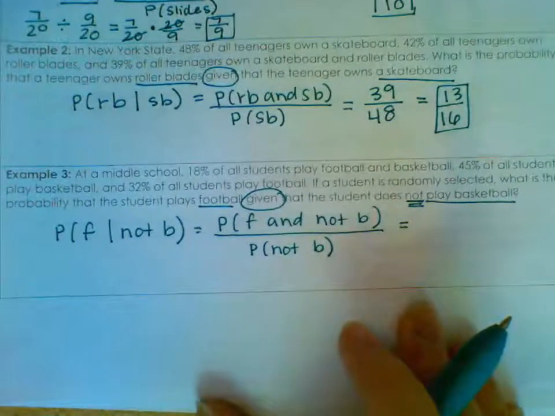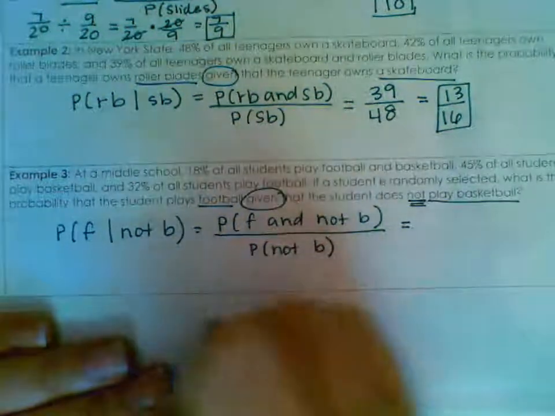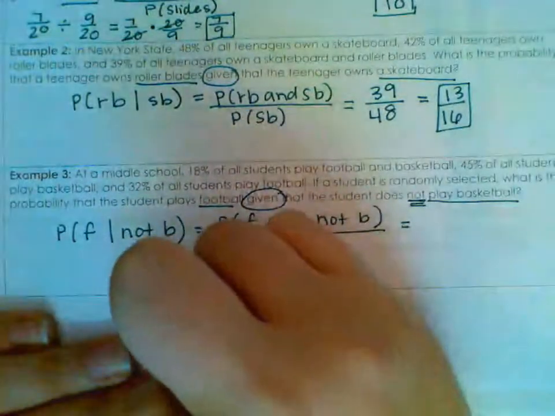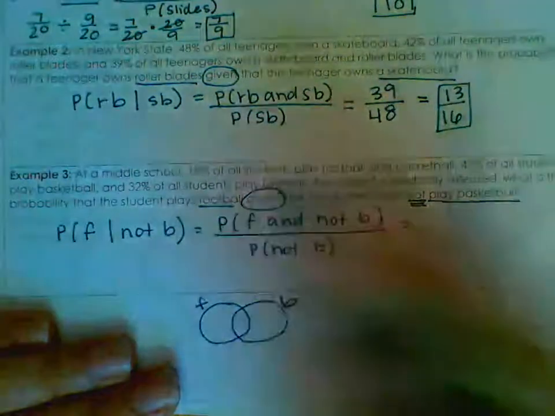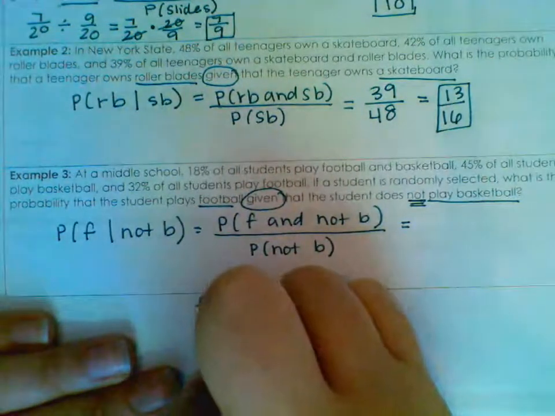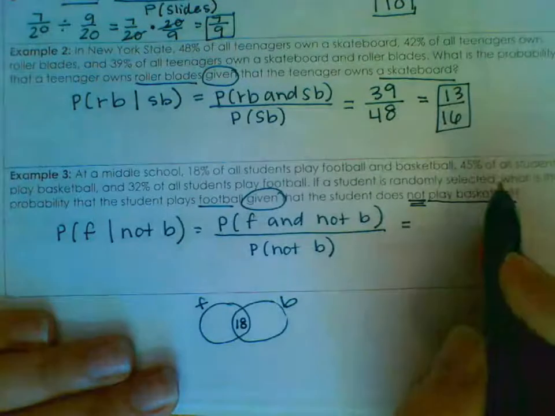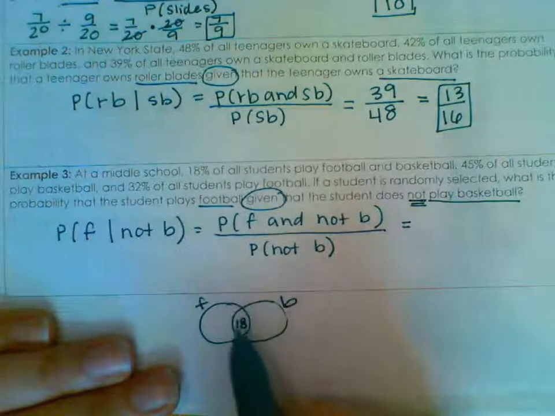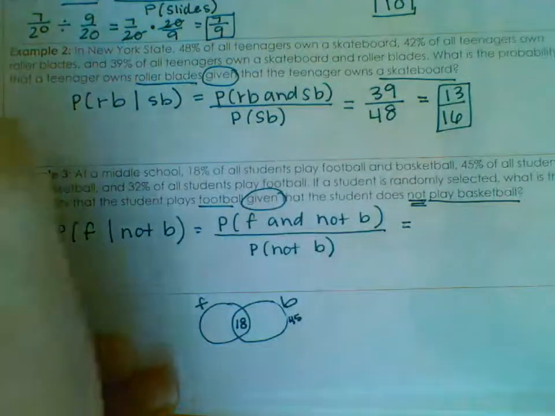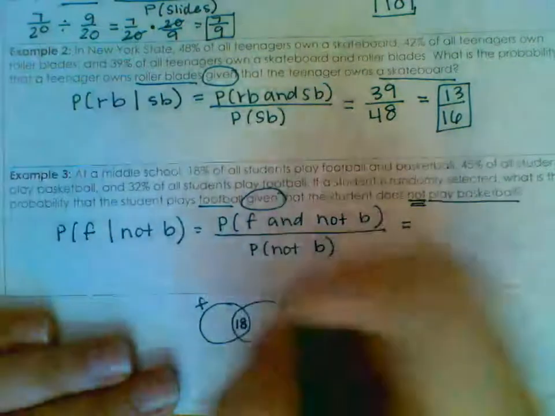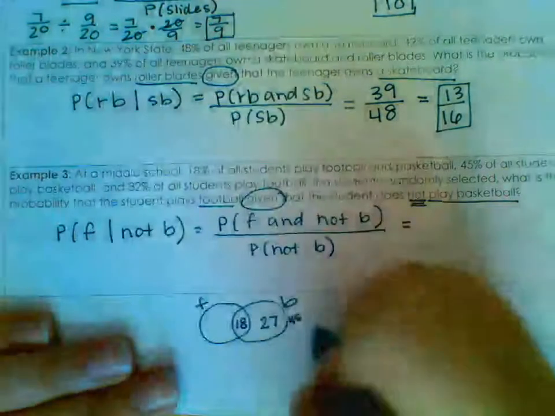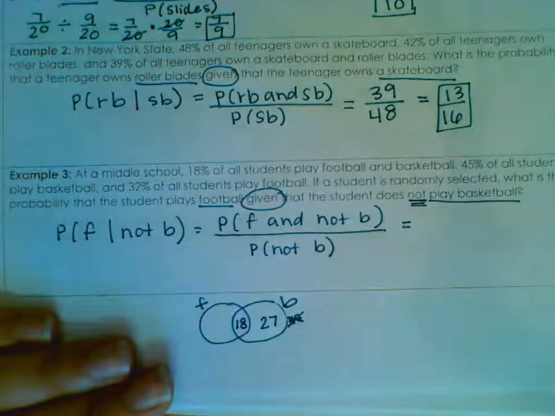So what I would do in this case is draw a Venn diagram. This side's going to be football and this side's going to be basketball. We know 18% of all students play football and basketball. That's going to go in the middle. 45% of all students play basketball. Remember, that's the whole circle. Everything inside that circle needs to add up to 45. So I can take 45 and subtract 18. That means 27% of students play only basketball. I'm going to cross out that 45 so it doesn't confuse me later.